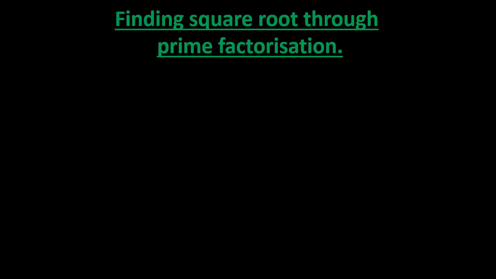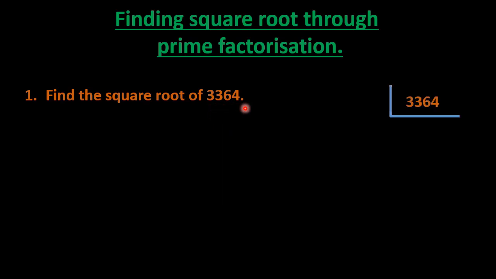Now let me discuss the second method, finding square root through prime factorization. The number I have taken here is 3364. I have to find the square root of this number using prime factorization. First we find the prime factors of 3364. While finding the prime factors, we use only prime numbers. The prime numbers are 2, 3, 5, 7, 11, 13, 17, 19, 23, etc. It goes on and on.